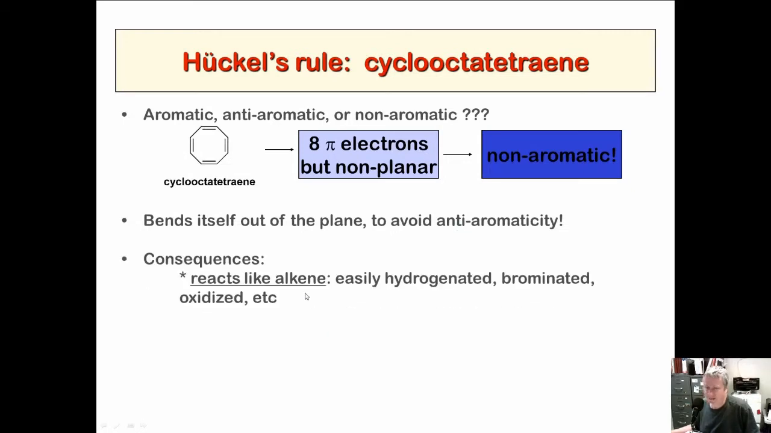Consequences. It just reacts like alkenes, right? It's like 4 alkenes. They're easily hydrogenated, brominated, oxidized, maybe MCPBA or those kinds of things will react with it. And basically, there's just a bunch of alkenes, right? The NMR is not where aromatic stuff comes. It's roughly at 5.6, which is where alkenes come, right? Where do aromatic compounds come? Like 7, 8, right? Deshielded. So this is deshielded as well, but it's more deshielded like a normal alkene and not like an aromatic ring.